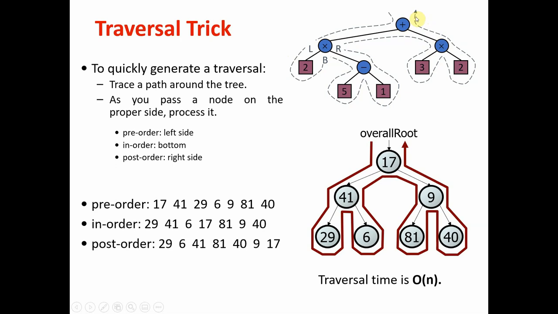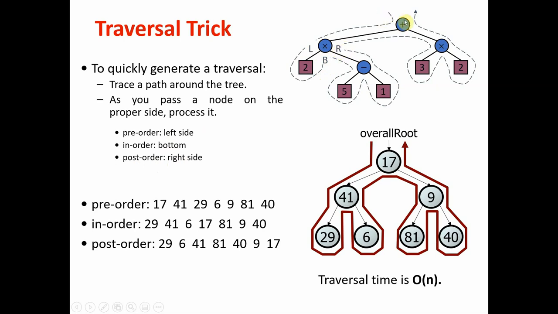If you have a pre-order traversal, if you're on the left side of the node, you display it. If you're doing in-order, it means that if you're at the bottom of the node, you display it. If you're doing post-order, you can only display it if you're on the right side of it. So left, bottom, or right: it's going to be pre, in, or post.